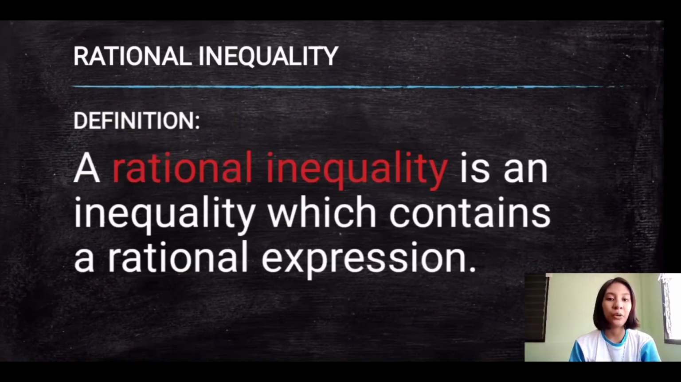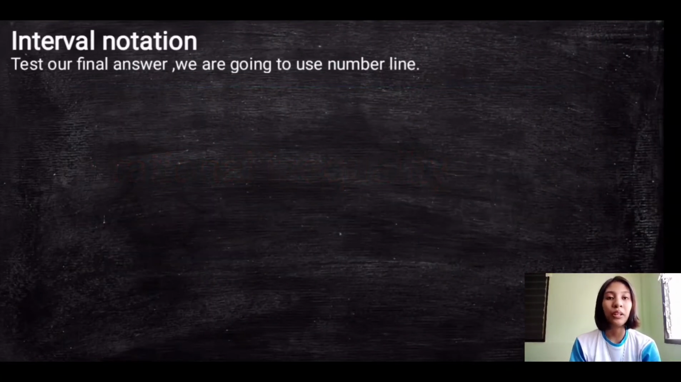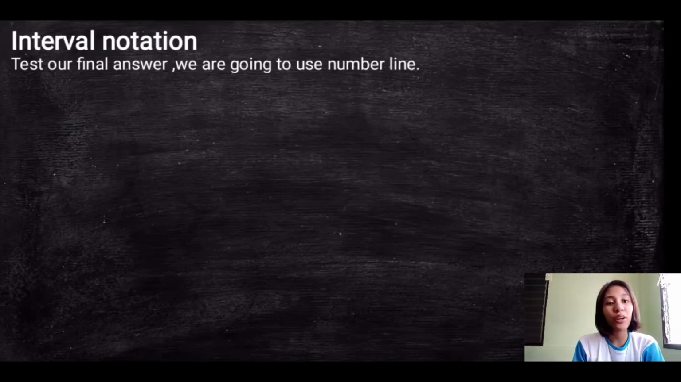A rational inequality is an inequality which contains a rational expression. So before we proceed to our example, we will first review interval notation. This is very important because you are going to write your answer in interval form or interval notation. So how do we do interval notation? Let's say we're going to check or test our final answer. We are going to use the number line to test our final answer.